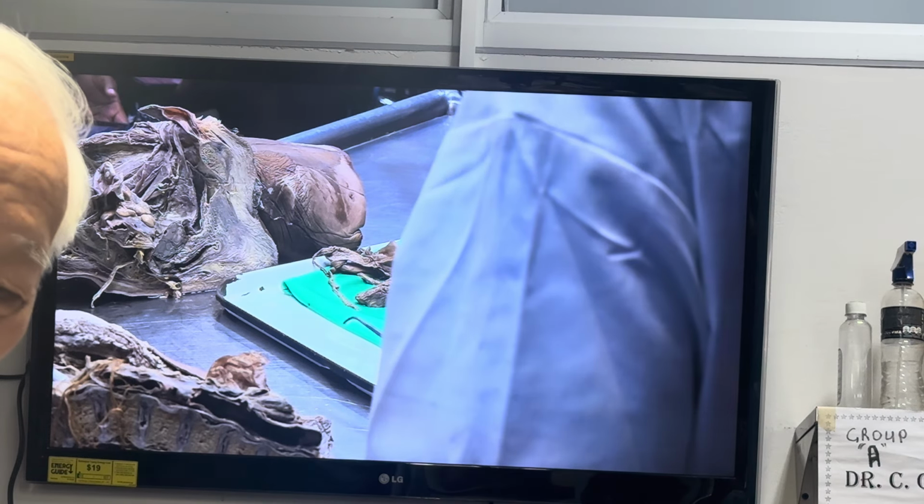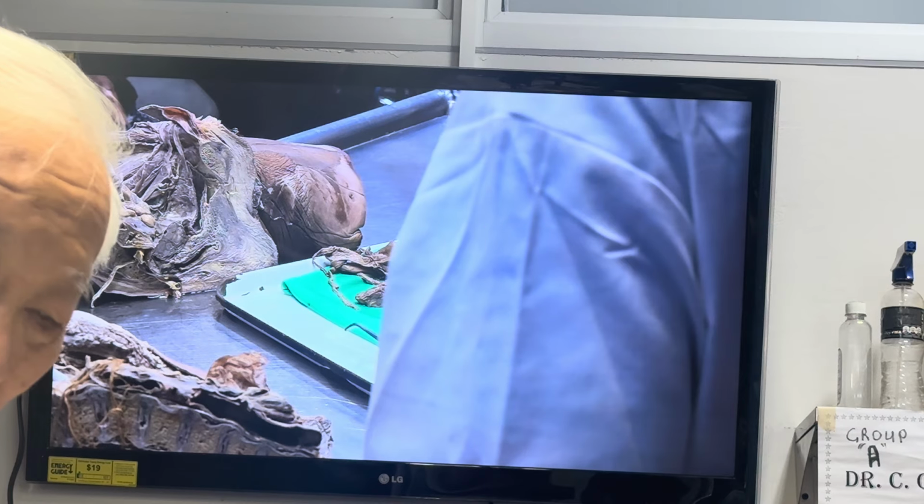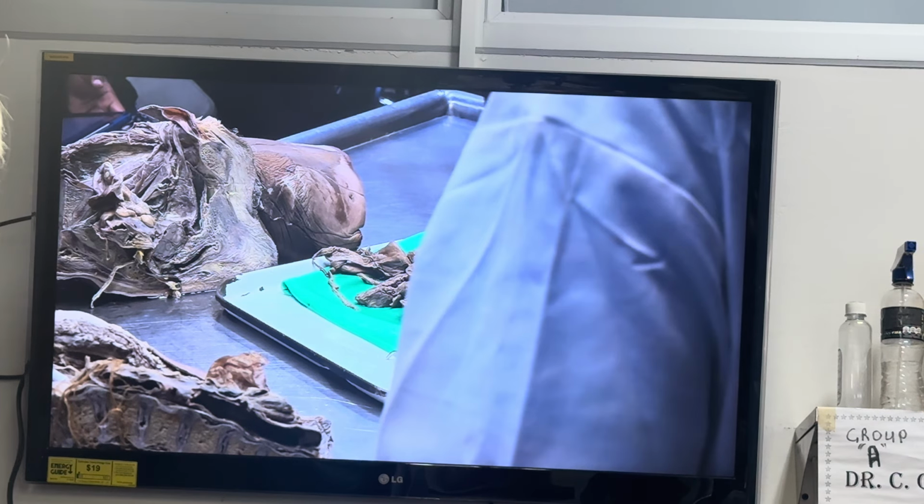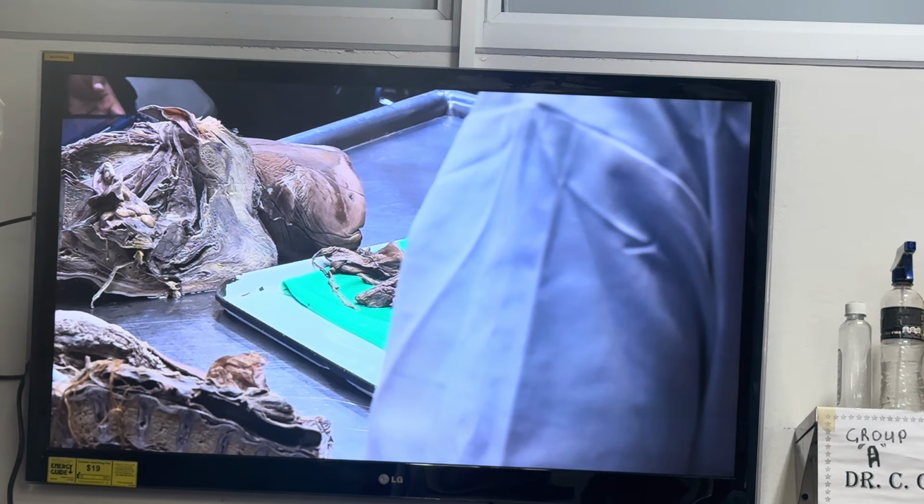Okay? So that's the uterine tube. We mentioned the ovarian ligament and the round ligament already, yeah?